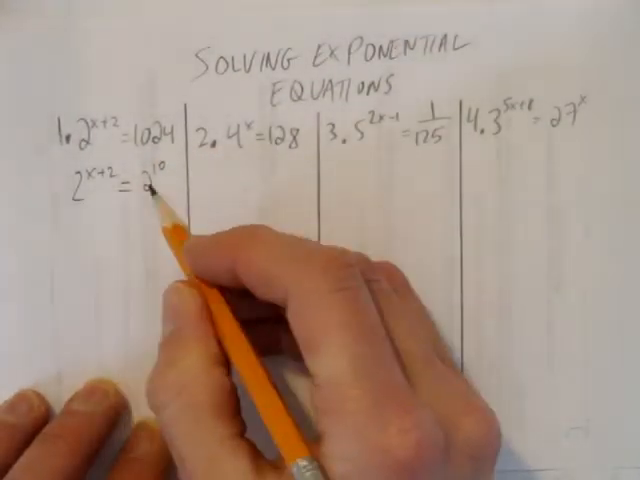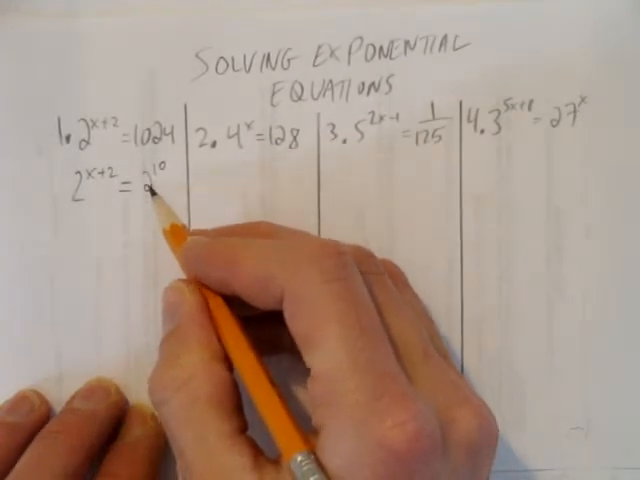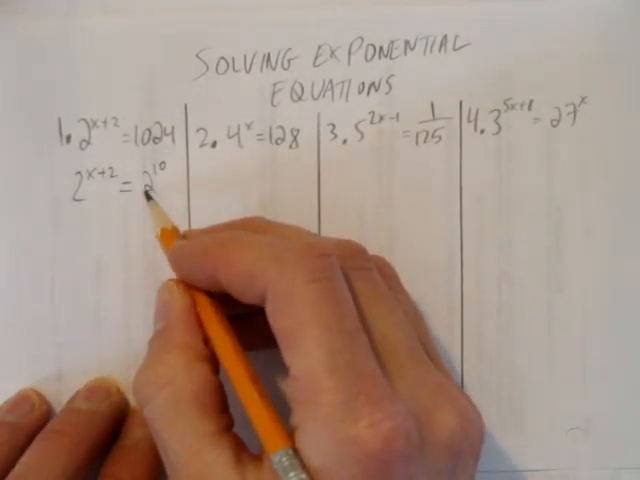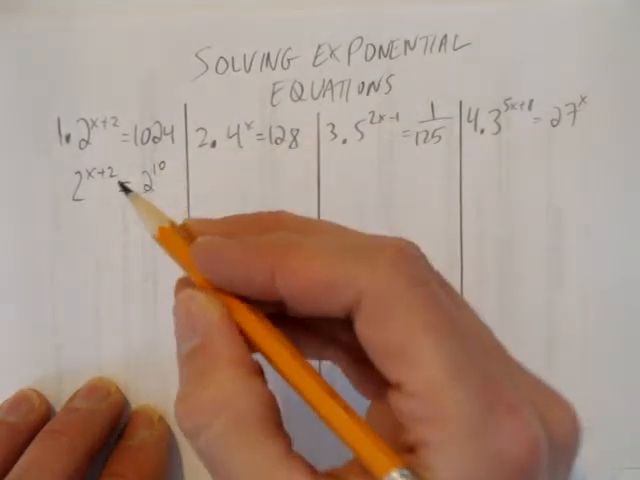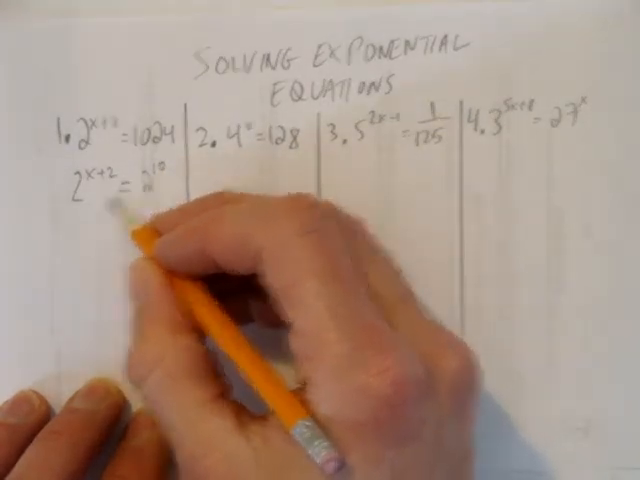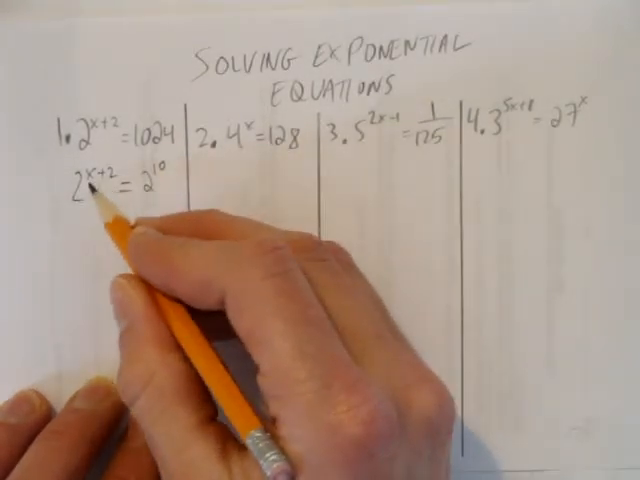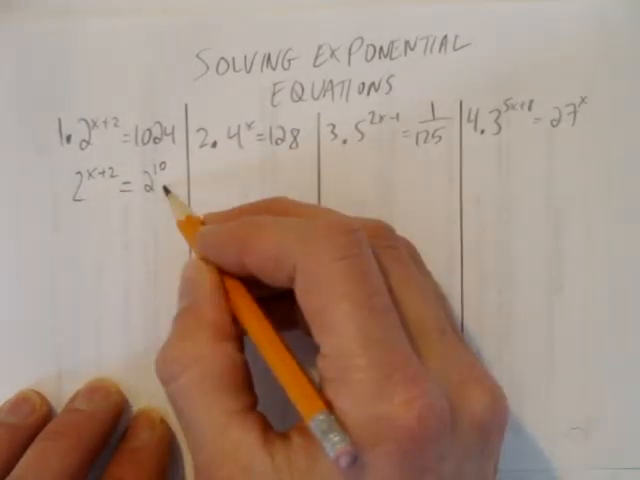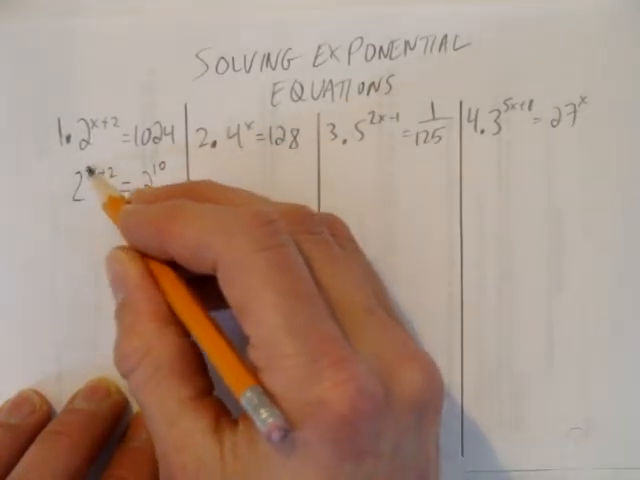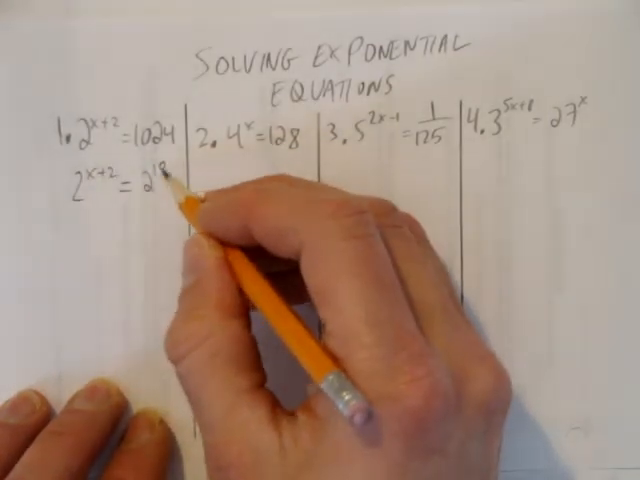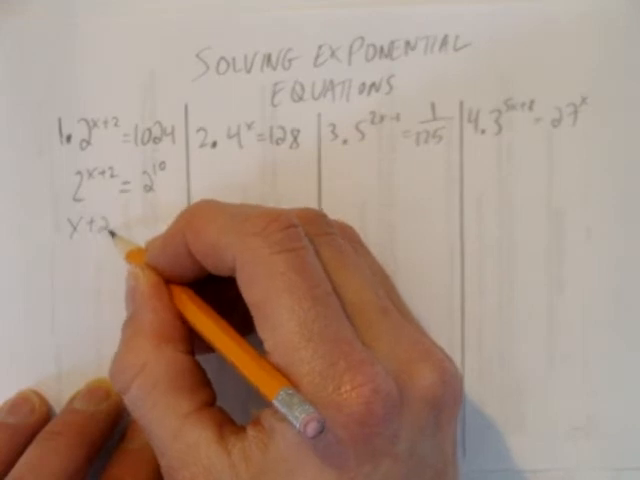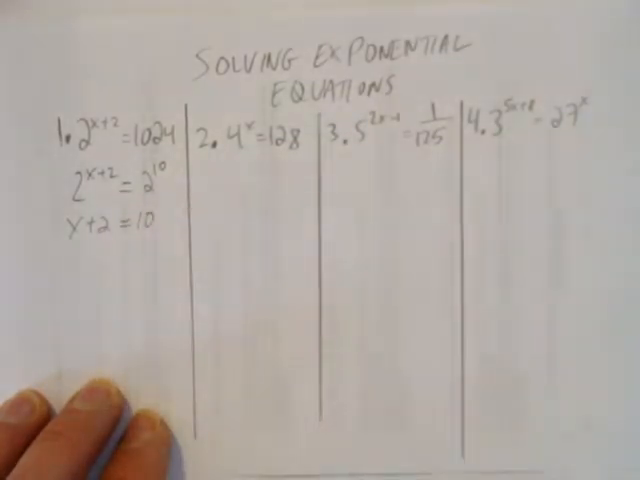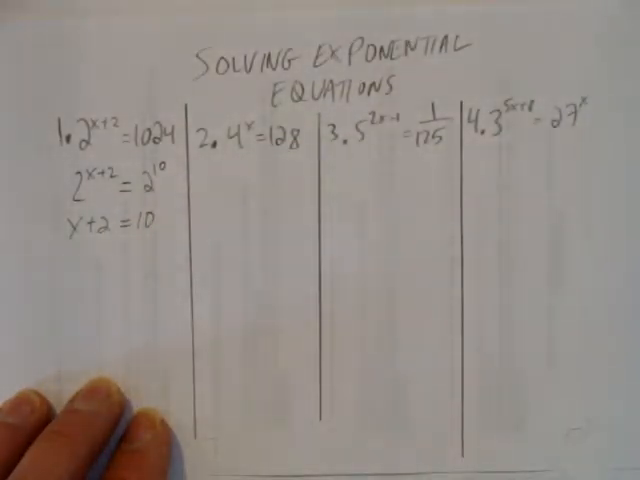Once you have the bases the same on both sides, with just one base, one exponent, one base, one exponent, you can drop the bases or set the exponents equal. In other words, if this is 2 to some exponent equals 2 to some exponent, they have to be equal. Since the bases are the same, it must be the case that x plus 2 equals 10. So we drop the base or set the exponents equal, and we get x plus 2 equals 10.